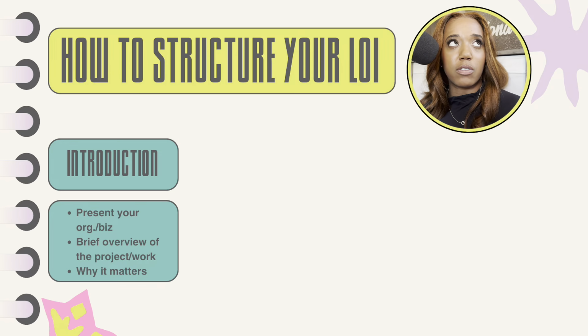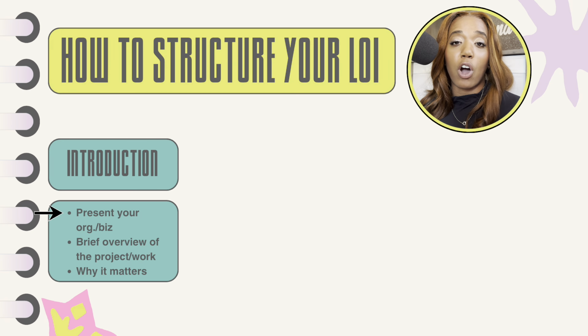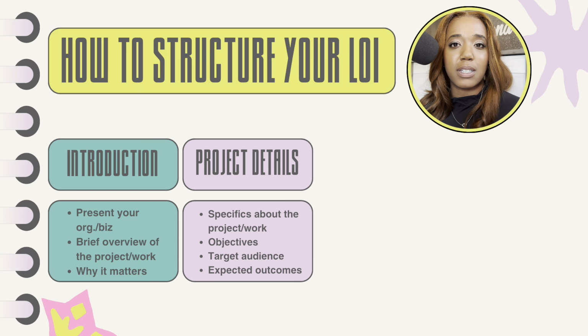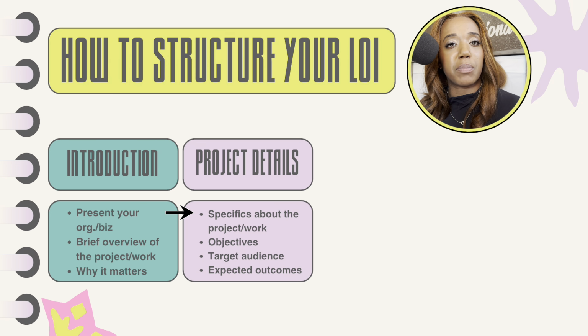If you are putting your LOI together or are in need of putting together an LOI, I want you to make sure you have these 4 key components. First, of course, is an introduction. Your LOI should begin with a strong introduction of your organization or business and its mission. This should provide a brief overview of your project and why it matters, specifically why it matters to the funder. Component 2, I want you to make sure you have some details about your project. Include specifics about your project, like your target audience, your objectives, and any expected outcomes.